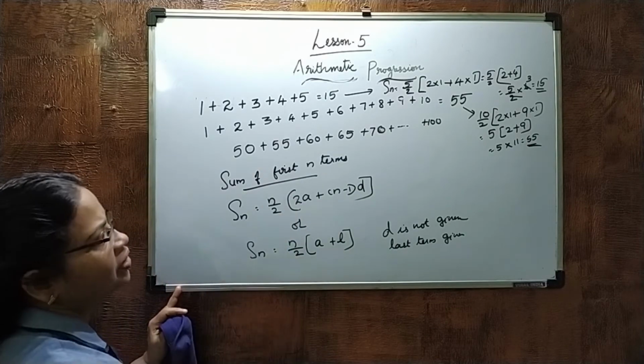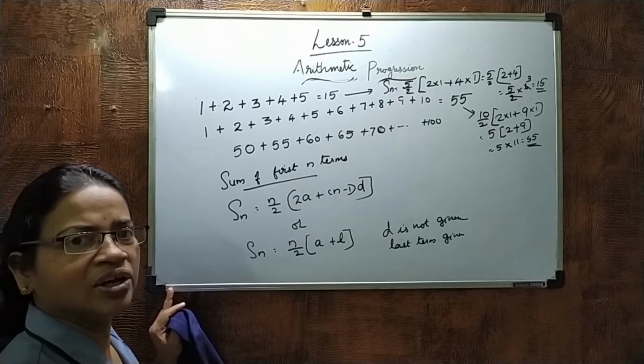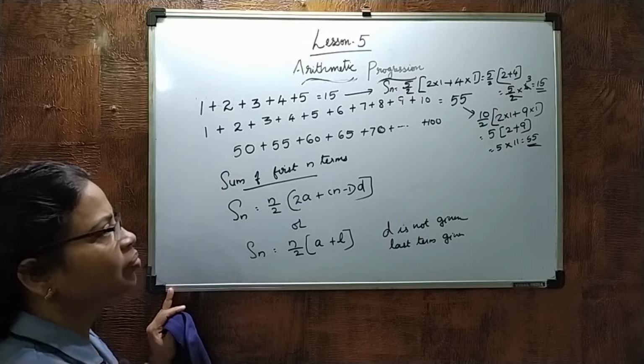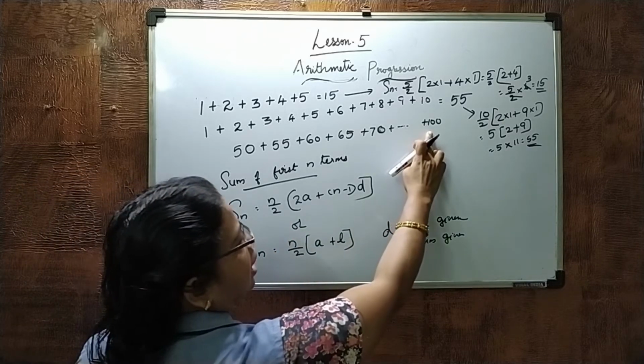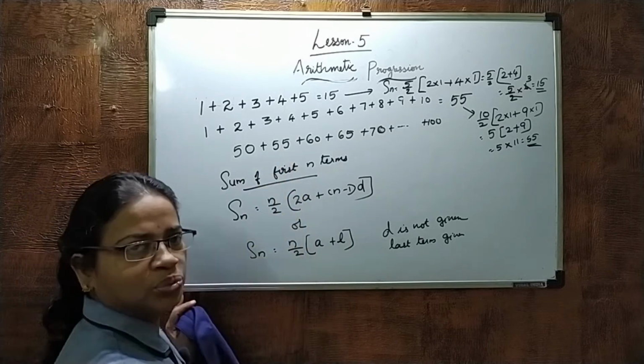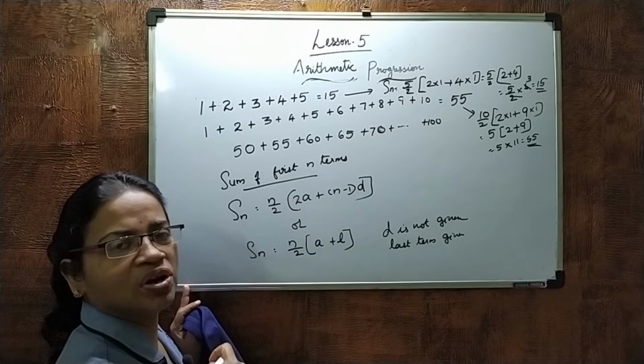Clear? What about the third one then? How many terms are there? Can you find out n? No, we don't know the value of n. But the thing is that the last term L is given, and the common difference we know. Okay, then what is the next step? Then you have to find out n. How will you find out n?